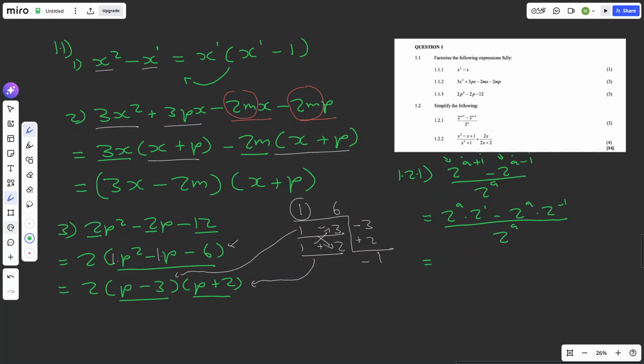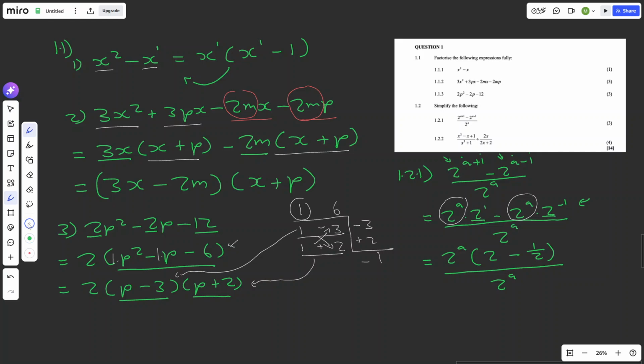So what you'll notice here is that in the numerator, we've got a common term. We've got 2 to the a here and 2 to the a here. So we can factorize that out. So now we'll have 2 to the power of a, open bracket. What is left here is going to be 2 minus what's going to be left here is 2 to the negative 1, which is a half. All of this divided by 2 to the power of a.